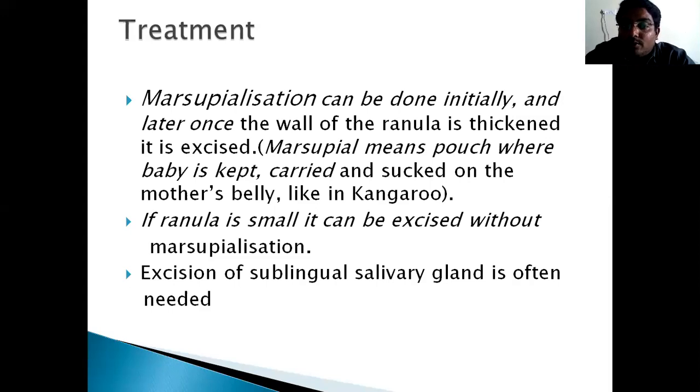Once again, marsupialization: if a cyst is present, we will put a nick on the cyst, then aspirate the fluid. Then a slit incision is given, and in the slit incision you put sutures to the surrounding tissue. Then the wall is opened and the fluid will drain continuously. That is called marsupialization. If it is a large one with a thick wall, you can go for excision of the cyst. If it is a small one, you will go for excision of the cyst; there is no marsupialization.